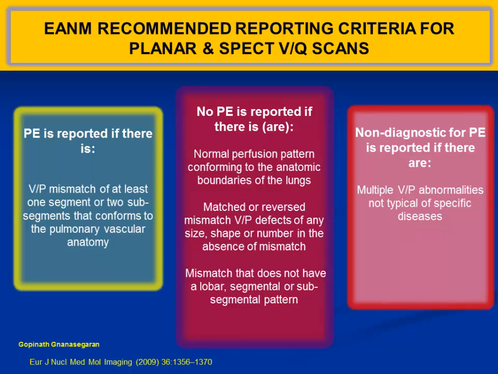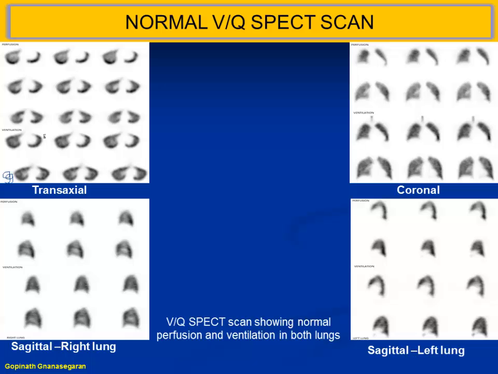How the VQ SPECT should be reported is part of the EANM guidelines. If there is a ventilation perfusion mismatch of at least one segment or two subsegmental defects, then it is taken to be a PE. But again, caution here, even if it is a single subsegmental defect, correlate with the clinical probability. Don't just undercall it. No PE is reported if the perfusion pattern conforms to anatomical boundaries. Matched or reversed mismatch is not a criterion for PE. They also say that even if there are extensive multiple matched defects, it is unlikely to be PE, because the ventilation perfusion quotient can tell whether defects are matched or mismatched.